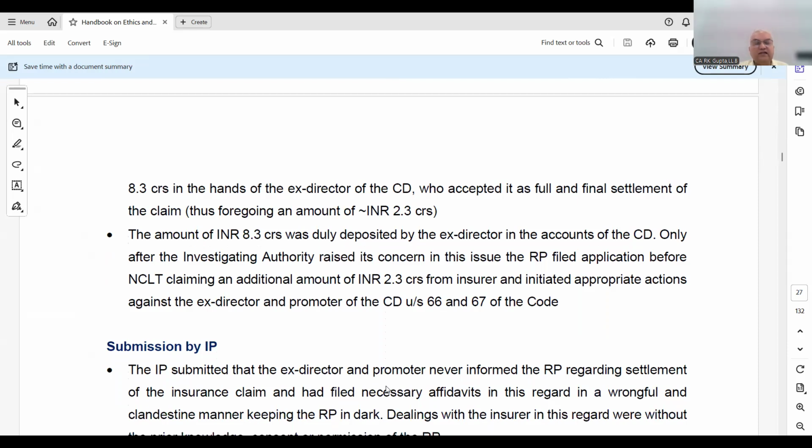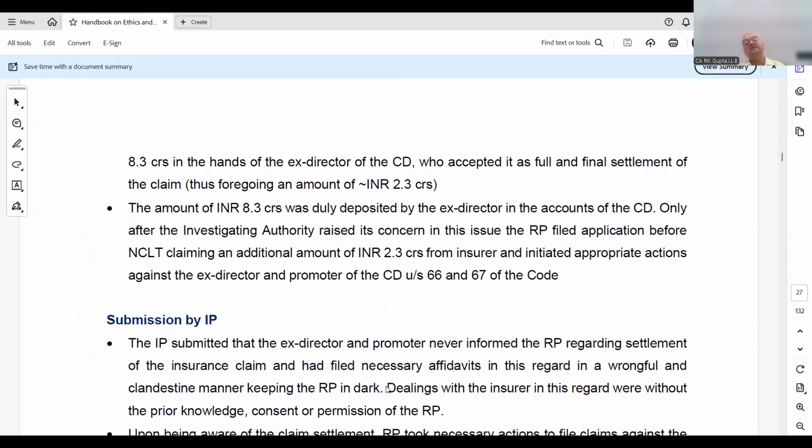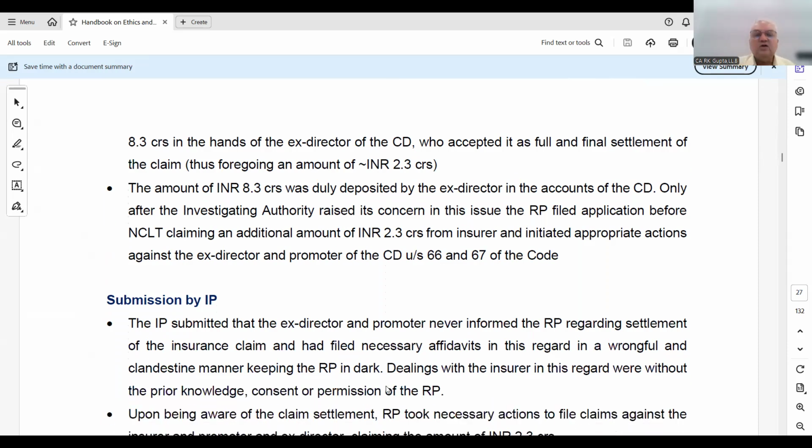Only after the investigating authority raised its concern on this issue, the RP filed an application before the NCLT claiming an additional amount of rupees 2.3 crores from the insurer and initiated appropriate actions against the ex-director and promoter of the CD under section 66 and 67. So the point is, who is to represent? The ex-director is not authorized to represent the CD during the CIRP process, and he made a compromise also, though he was not authorized to do so. Okay?